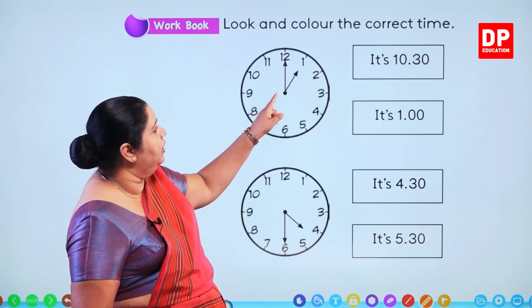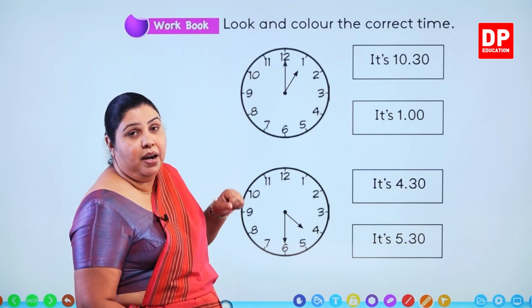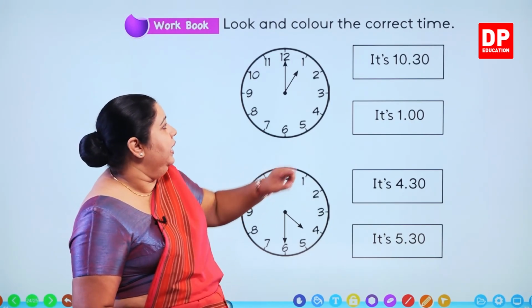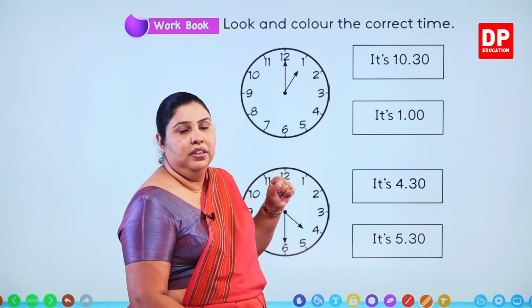What is the time here? The short hand is in number 1. The long hand is in number 12. What is the time? It says 10:30 or 1 o'clock.